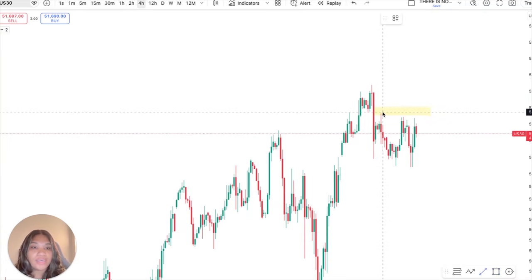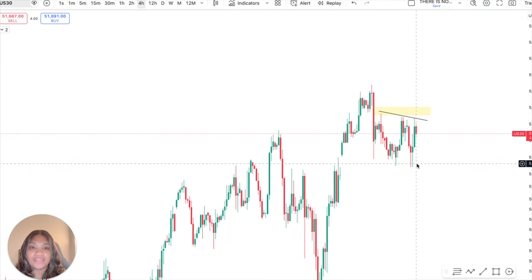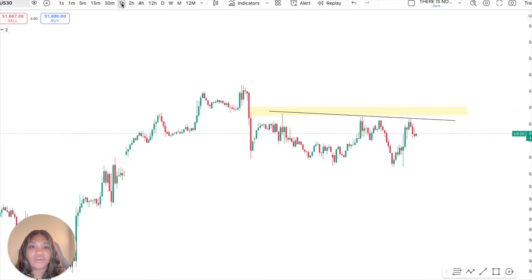There's also liquidity, previous highs, right? This is where people have been taking sells. So naturally, I am looking for price to target the imbalance. So I am actually looking for price to go higher.